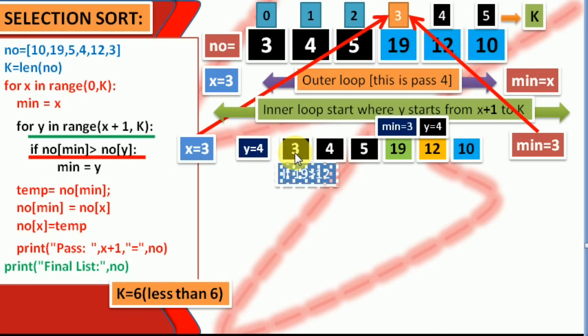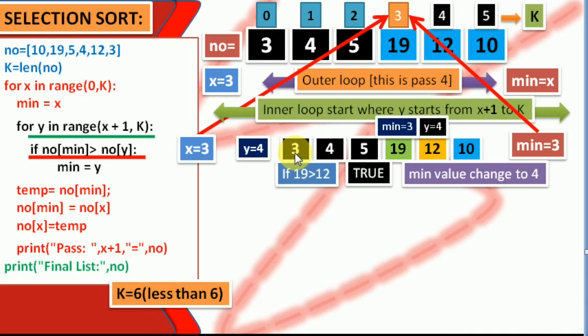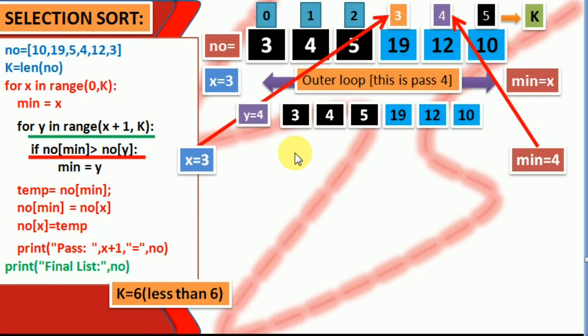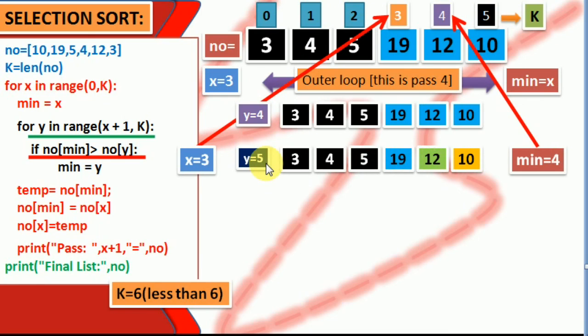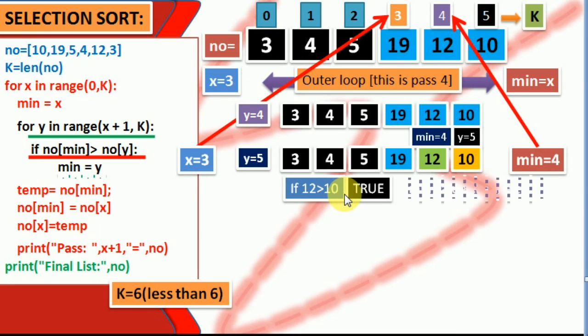What is the first condition? Is 19 greater than 12? It will say true. So override the value of min by the value of y, that is 4. Next time min is at 4, x is at 3, y starts from 5. So where is y? At 10. Where is min? At 12. Now check: is 12 greater than 10? It will say true. Now min is going to be 5. Override with the value of 5.